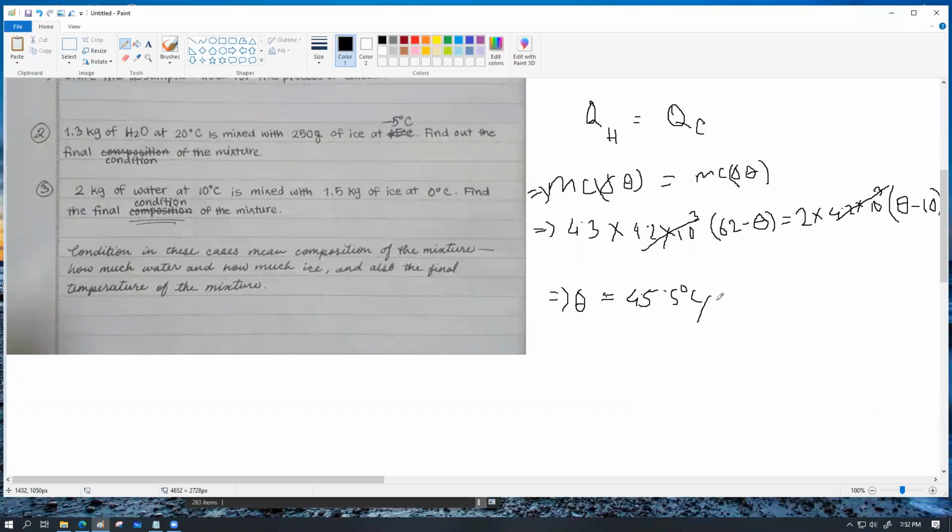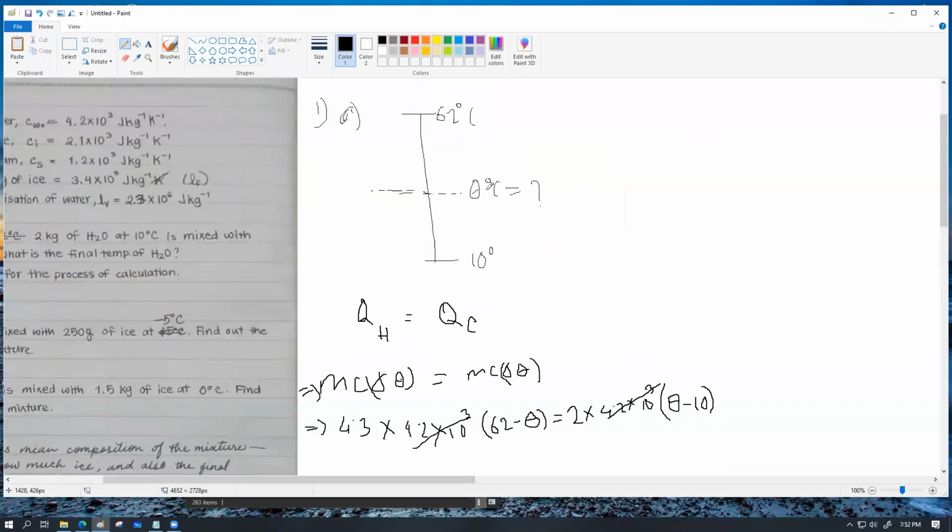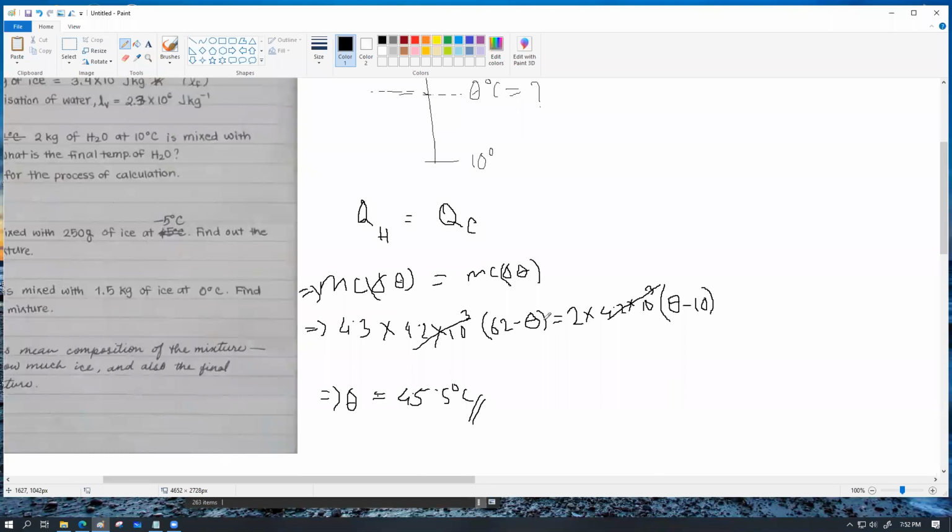Sir, why theta minus 10? Why not theta plus 10? Because the temperature changed from 10 to theta. We are trying to find out how much heat was absorbed by this one. So how much temperature change did occur to the cold water? Was it theta plus 10 degrees or theta minus 10 degrees? How much temperature change occurred to the water? Sir, theta minus 10. Yes. Understood? Okay. So that's pretty much it for the first problem, which is a very basic thing.